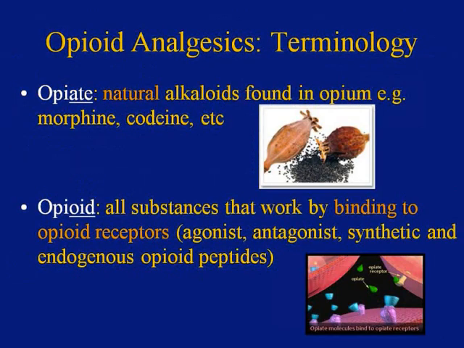In terms of terminology, opiate refers to all the alkaloids you can get from opium, the opium plant, like morphine, whereas opioid is a bigger term that covers all substances that bind to the opiate receptors. It doesn't matter whether that substance is natural, from the plant, or is synthesized in the laboratory.